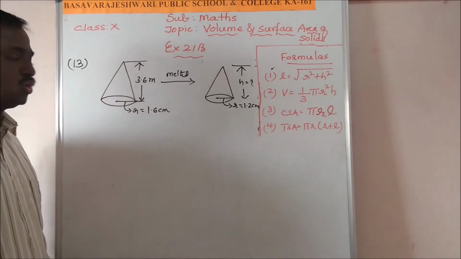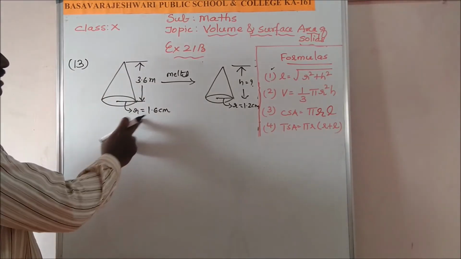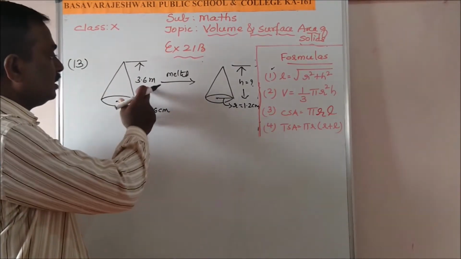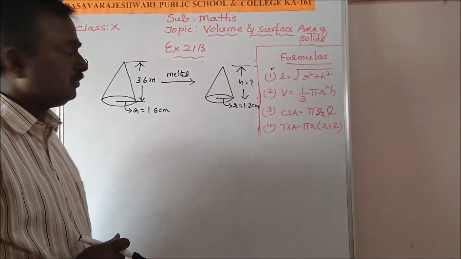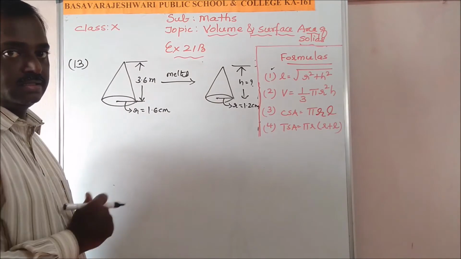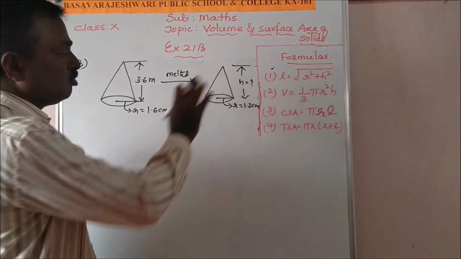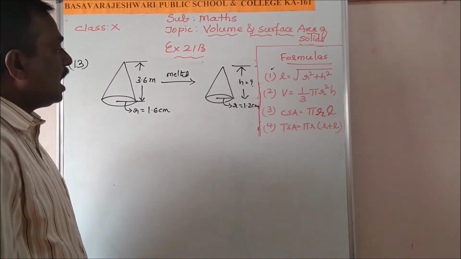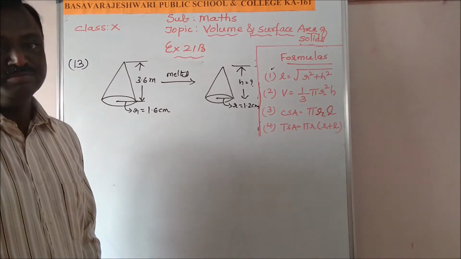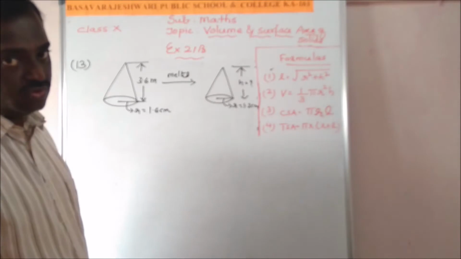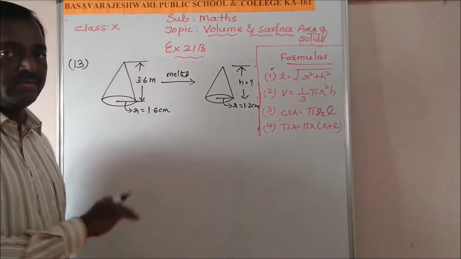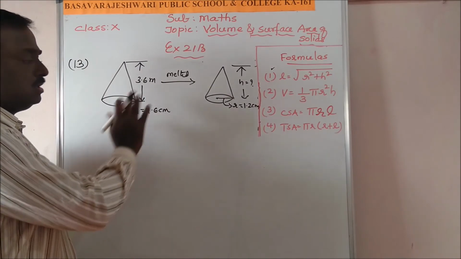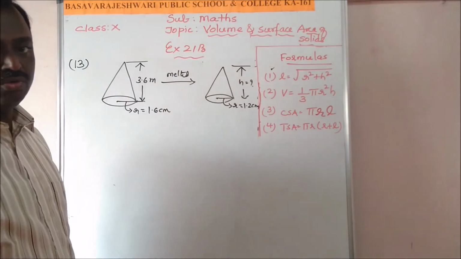A right circular cone is there, with radius 1.6 centimeter and height 3.6 centimeter. It is melted. Then what happens? They have made one more right circular cone having radius 1.2 centimeter. But what is the height of that cone? That means we have to equate the volume of the original cone to the volume of the new cone.